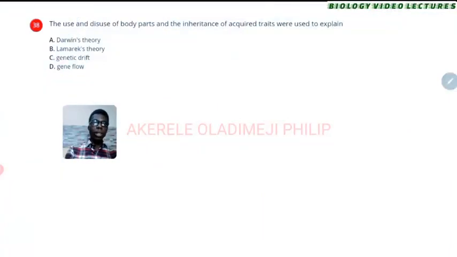The use and disuse of body parts and the inheritance of acquired traits were used to explain Lamarck's theory. Jean Lamarck's theory, yes, he was the one that said that when you acquire a trait, you can pass it on to the next generation, which is wrong because it is only character that is controlled by genes that can be inherited. All right, but what he said was use and disuse. The person that did that was Jean Lamarck. All right, natural selection was actually by Charles Robert Darwin. So the answer is B once again.